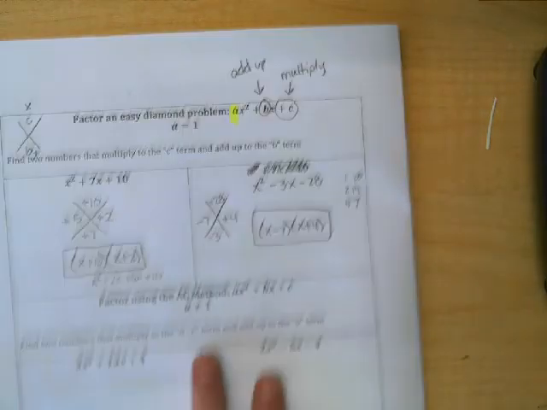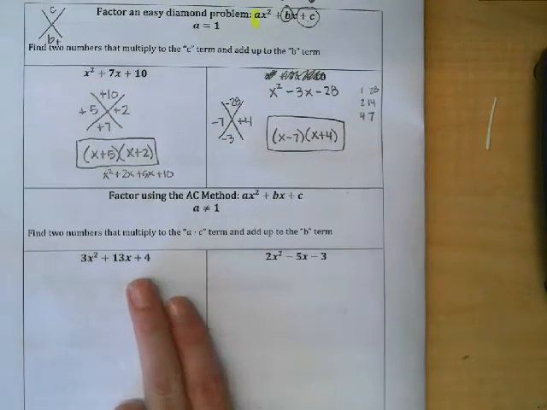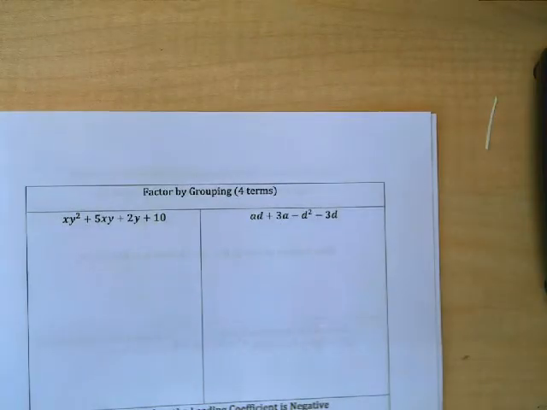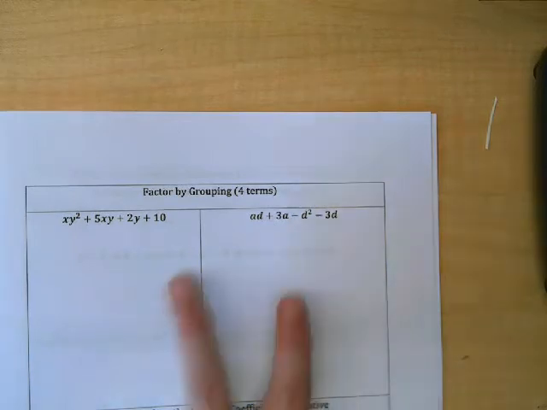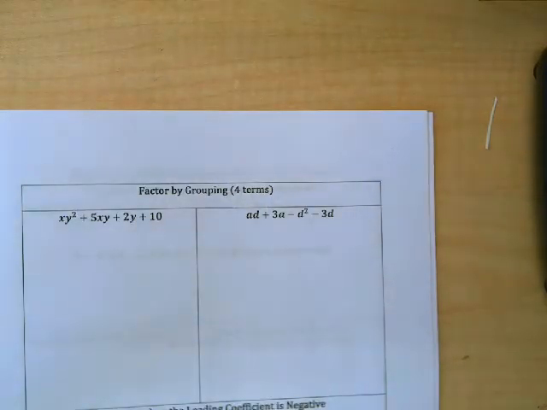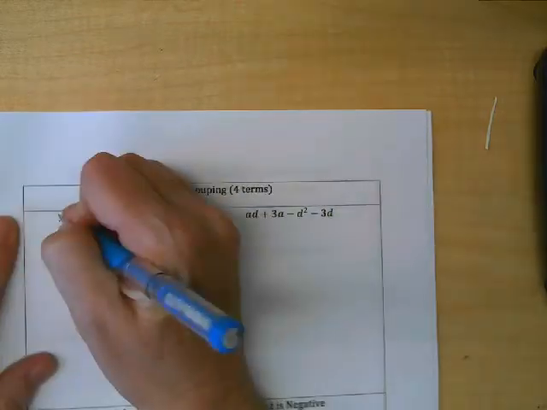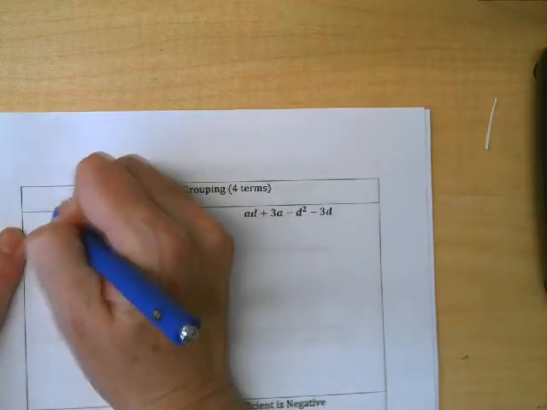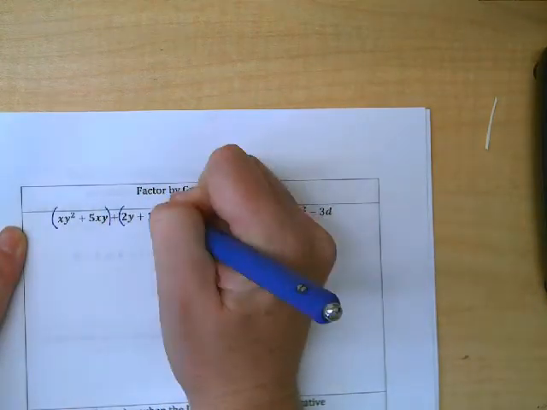Before we go into factoring using the AC method, I want to look at how we do factor by grouping if we have 4 terms. The reason I want to look at that is because we use that method when we do the AC method. Whenever you see 4 terms, you're going to see if you can group it. I'm going to group the first 2, and I'm going to group the second 2.